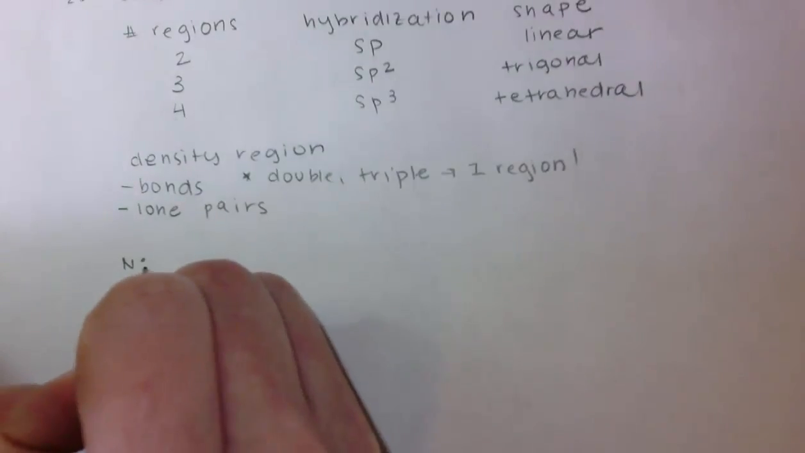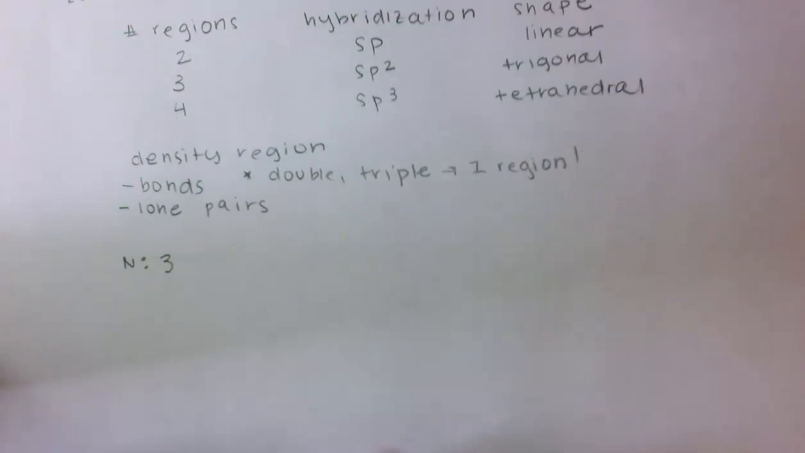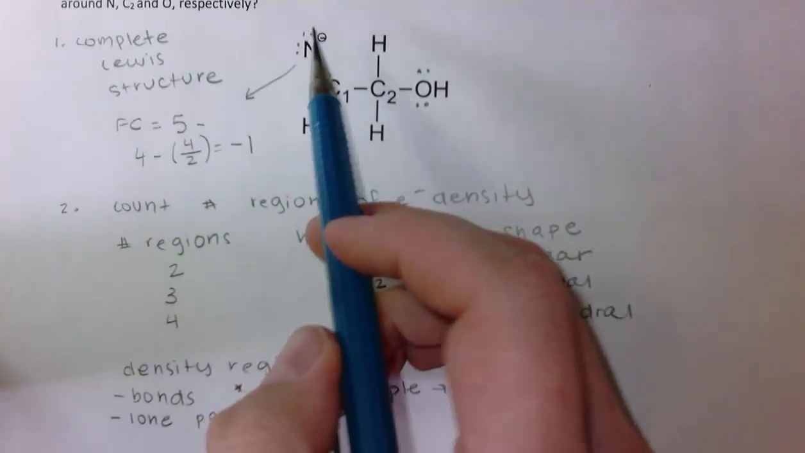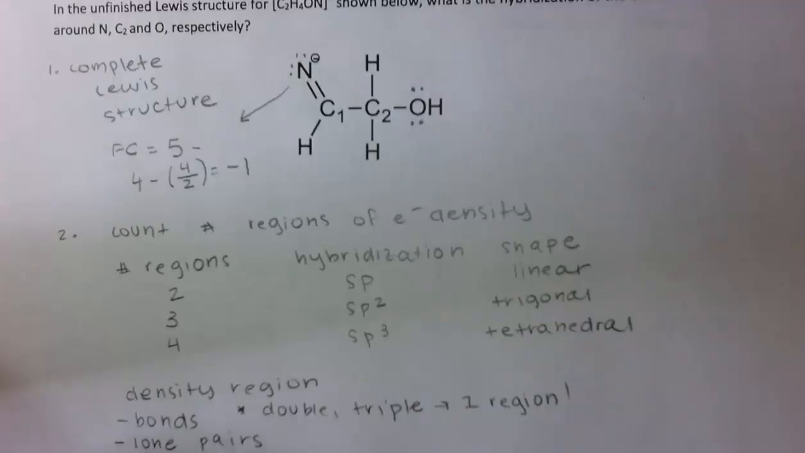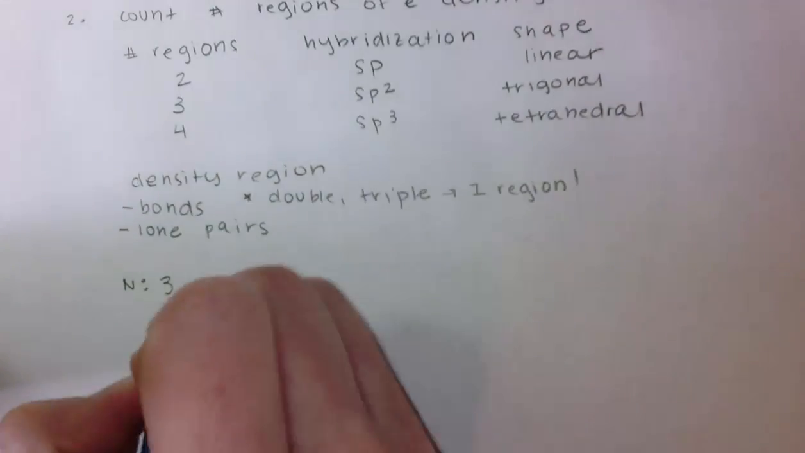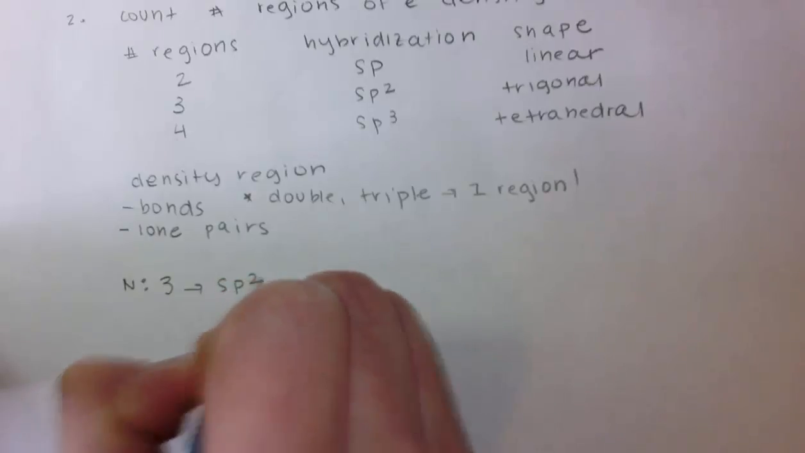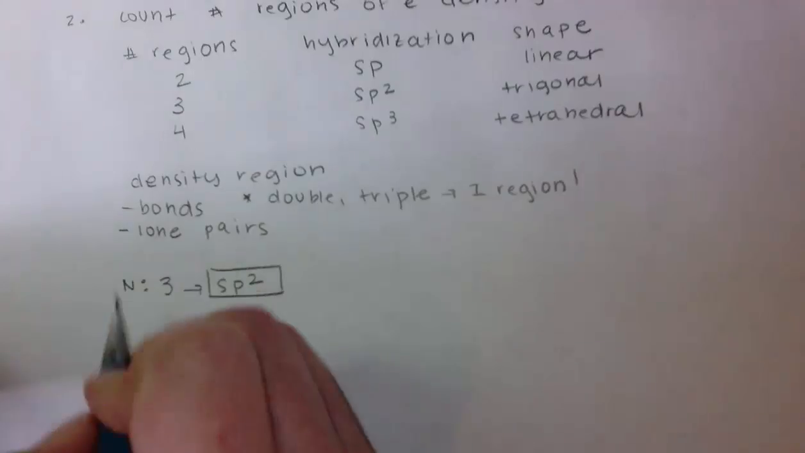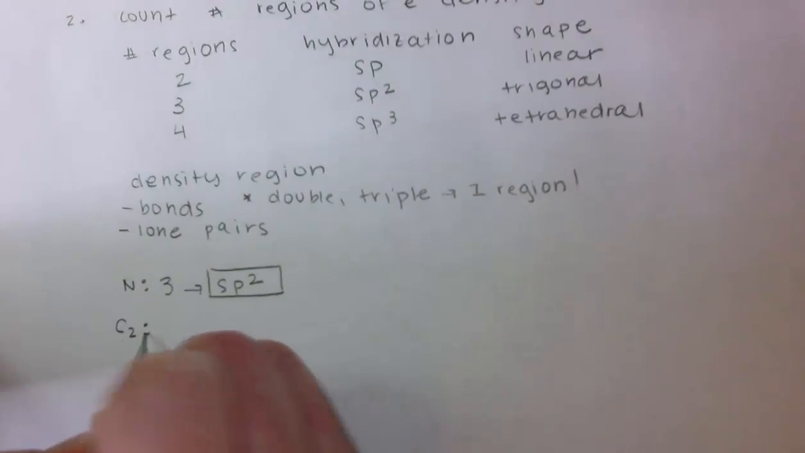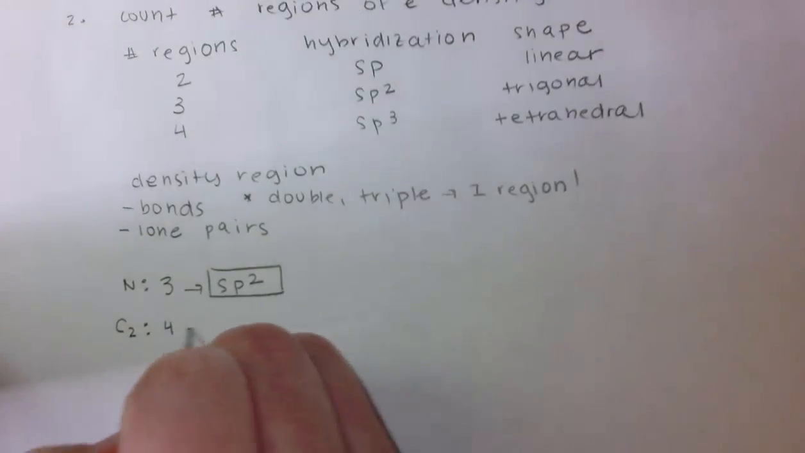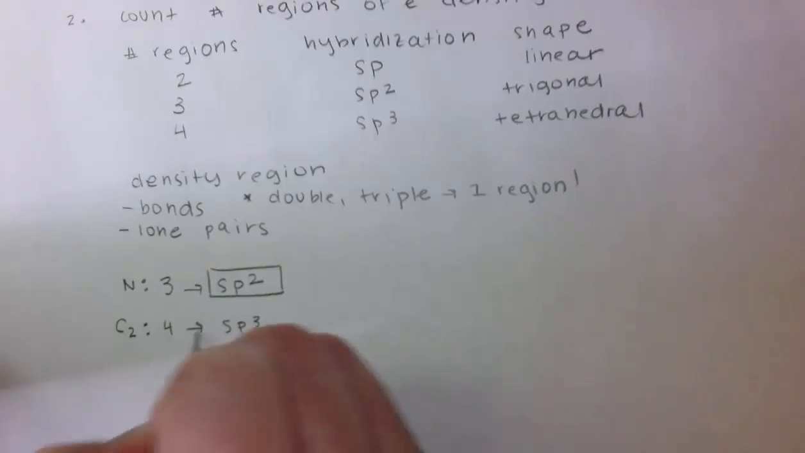So for nitrogen, we have 3 regions because we have 2 lone pairs, which each count as 1 region, and we have a double bond that counts as 1 region. So therefore, that is sp2 hybridized. And then moving on to the second carbon atom, we have 4 density regions because we have 4 bonds. So this is sp3 hybridized.